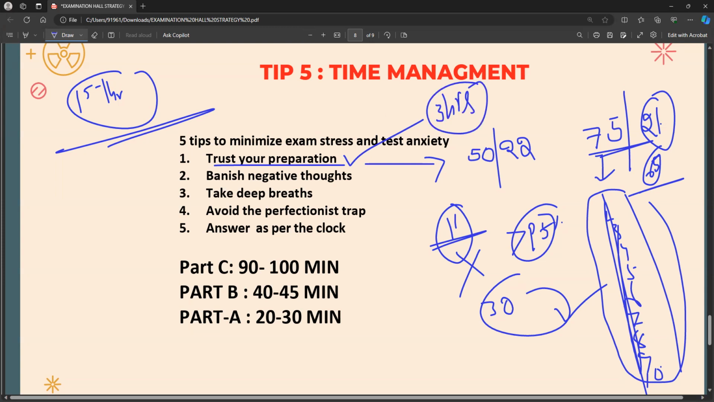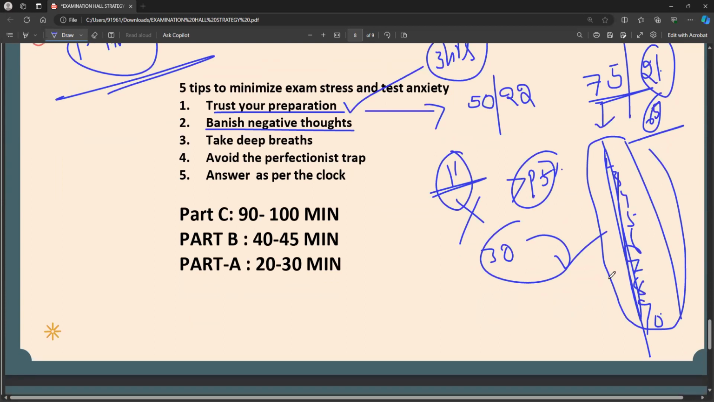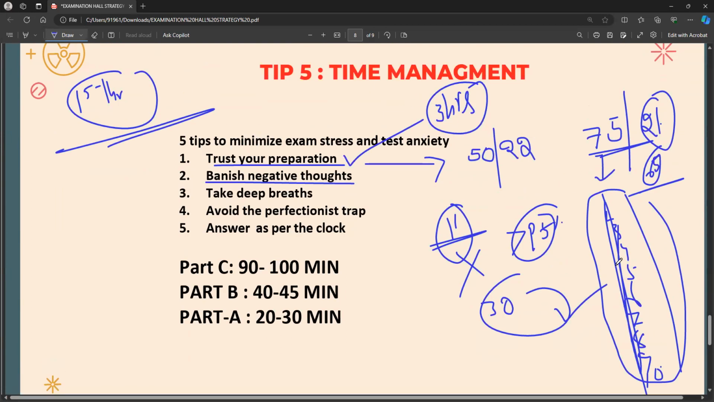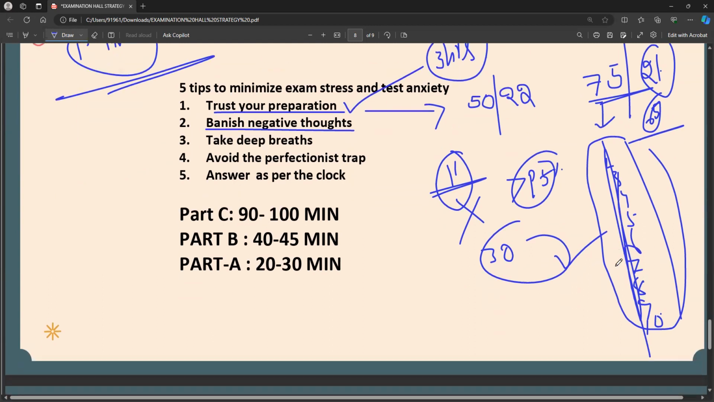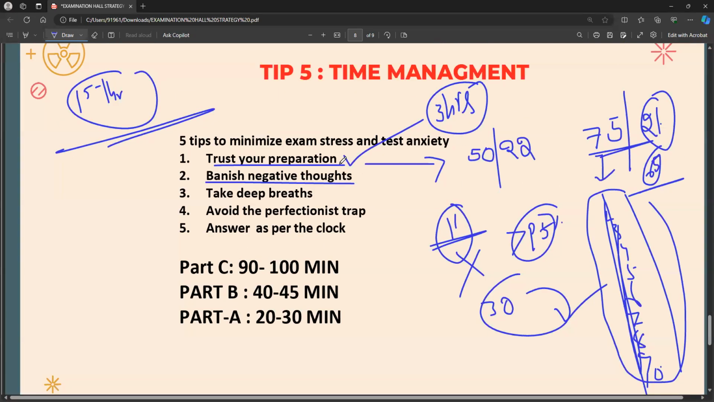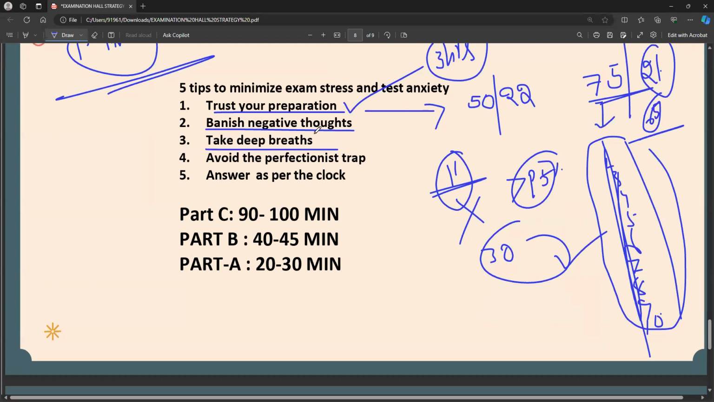Whether you're qualifying or not is absolutely secondary. And banish negative thoughts. I told you, right? When you answer 5 questions wrong, you feel you can't do it. When you answer 5 questions right, you feel that I can do anything. The overconfidence comes again. So you should not do either. You have to be very peaceful. Take a deep breath. It is scientifically proven that when you take a breath, the brain gets fresh oxygen. It will think very calmly and very sharply.